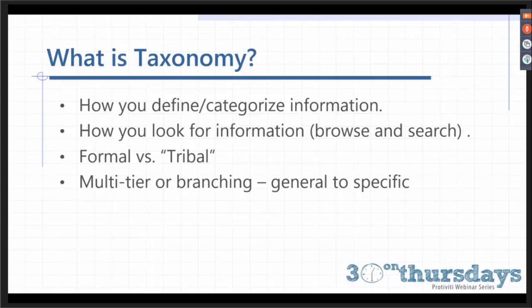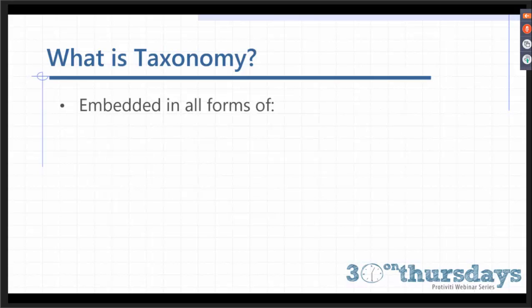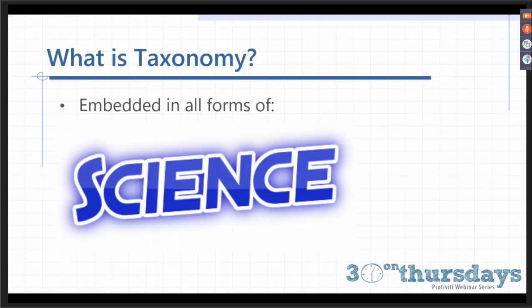And it can be multi-tiered, so there can be a lot of layers here, and it can be branching. It can have a lot of different ways that you can go and you can branch out, and we'll get to some examples of that in just a minute. But broadly speaking, you're going from a general concept and trying to narrow it down to the most specific term that you can, so that when you take all of those terms together, you have a well-defined and easy to understand concept. So one example of this is taxonomy is embedded in all forms of science.